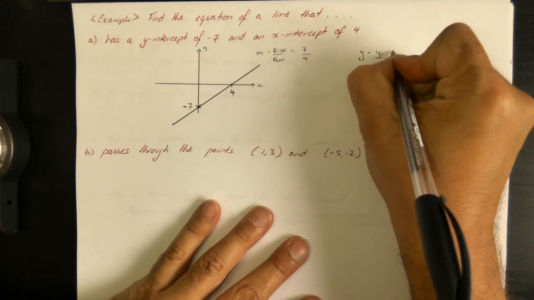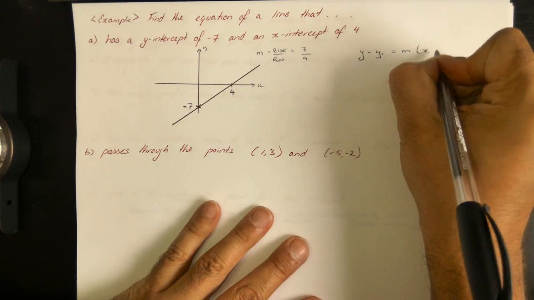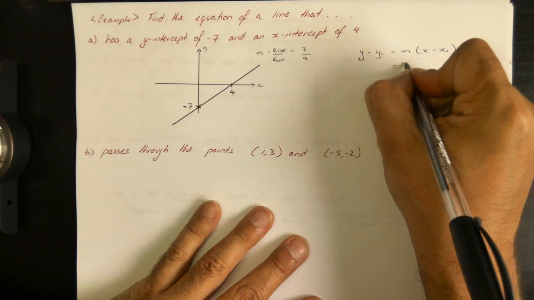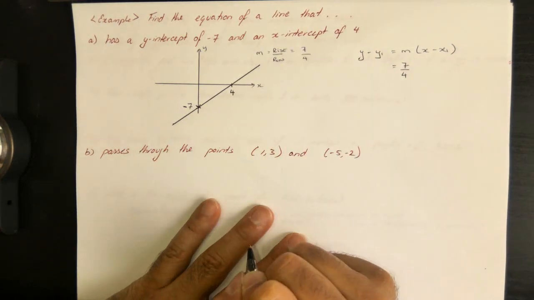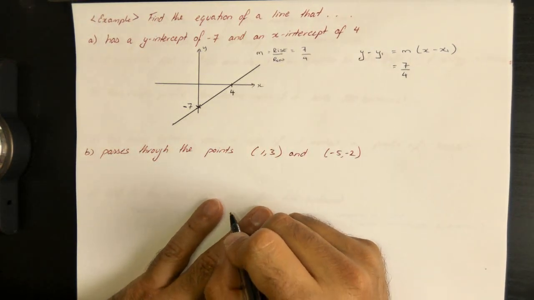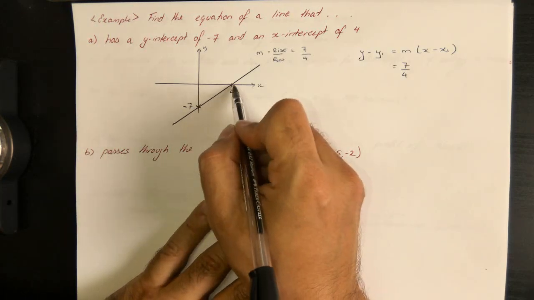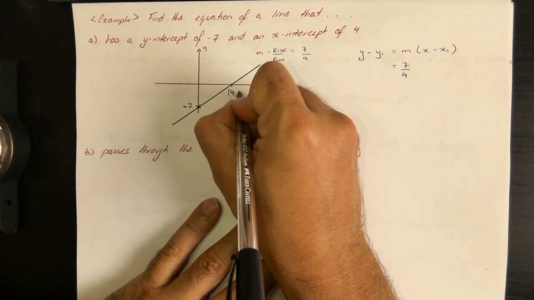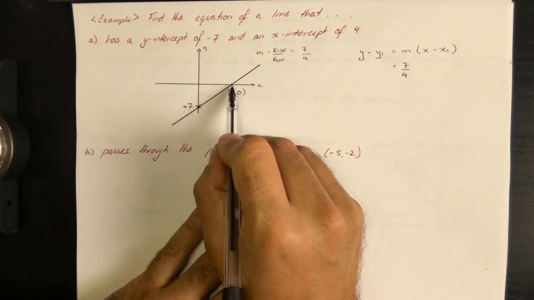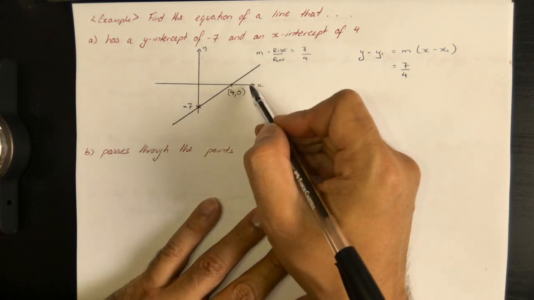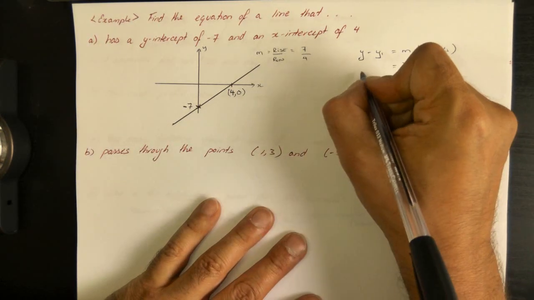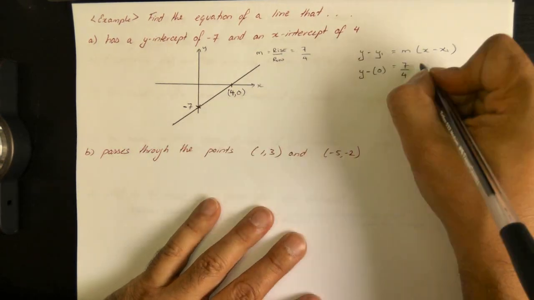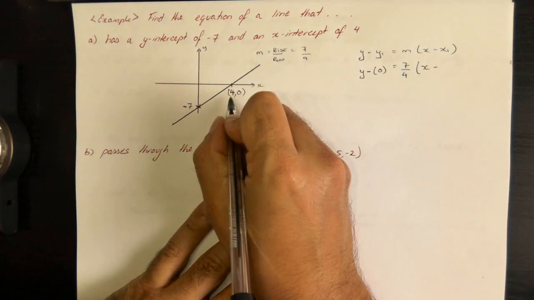y minus y1 equals m times x minus x1. I know what my gradient is. My gradient is 7 over 4. Now I can pick either this point or this point. Let's just use this point. So this point is technically 4, 0, an x coordinate of 4, a y coordinate of 0. So I'm going to have y minus 0, because that's my y1, multiplied by x minus my x1, which is 4.